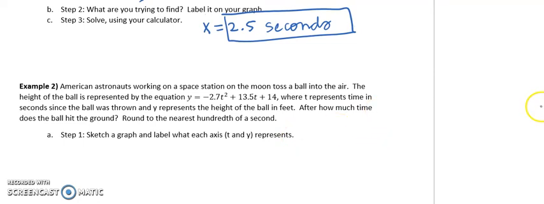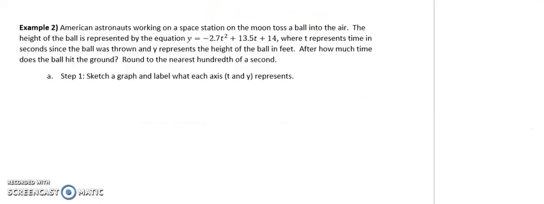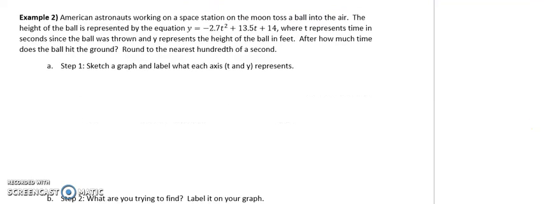American astronauts working on a space station on the moon toss a ball into the air. The height of the ball is represented by that beautiful quadratic equation, where t is the time in seconds since the ball was thrown, and y is the height of the ball in feet. So let's go on and do this.